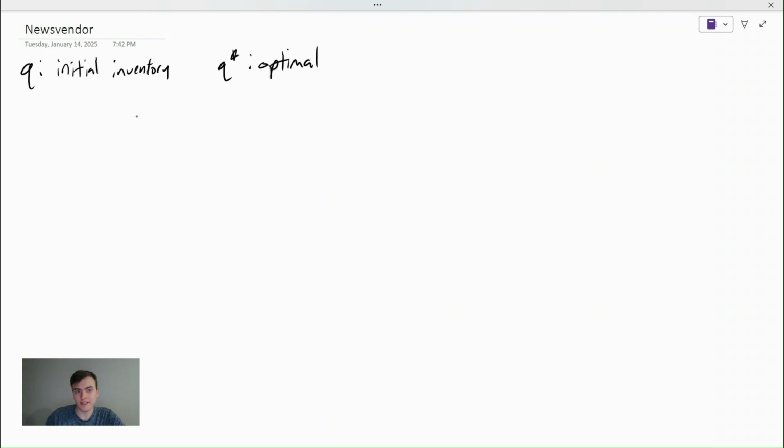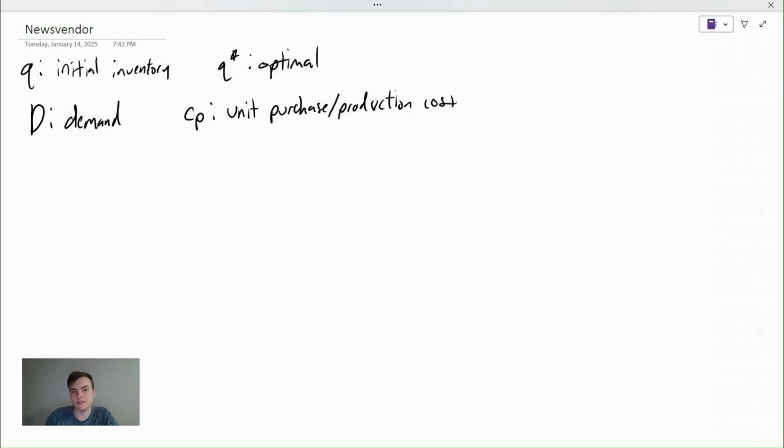And we have to know some information about the environment we're selling in, right? So D is going to be our random variable for the demand. It gives us a probability distribution of different values for the demand. CP is the unit purchase or production cost. So if you're buying from a distributor, that's how much you buy it for, or if you're making it yourself, that's how much it costs to make a single unit.